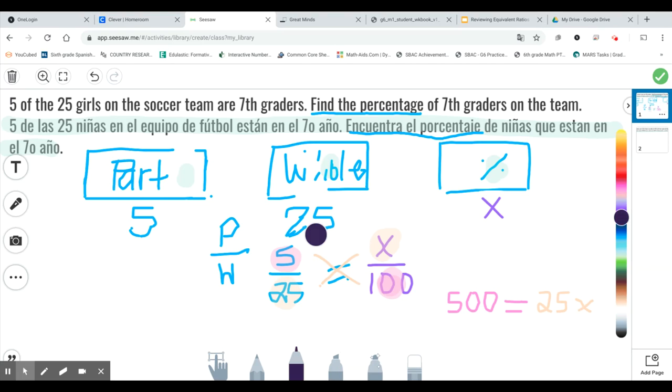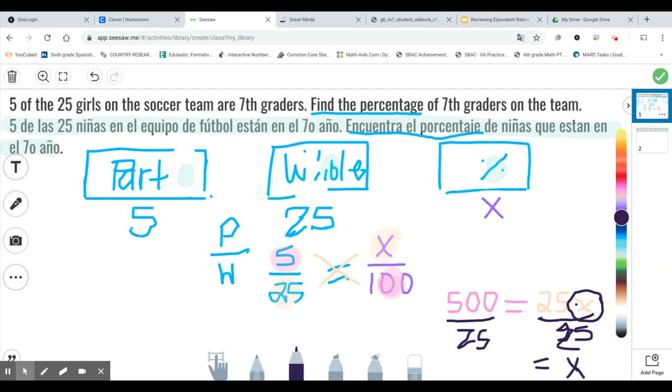We also know that the opposite or the inverse of multiplication, because when a number and a variable are next to each other, that's multiplication, is division. So I'm going to divide by 25 because I want to leave the X by itself. What I do to one side, I have to do to the other. This leaves X by itself, which is what we're looking for.